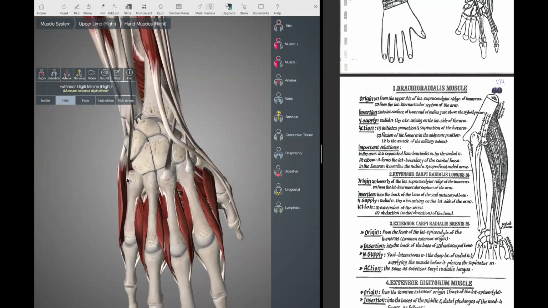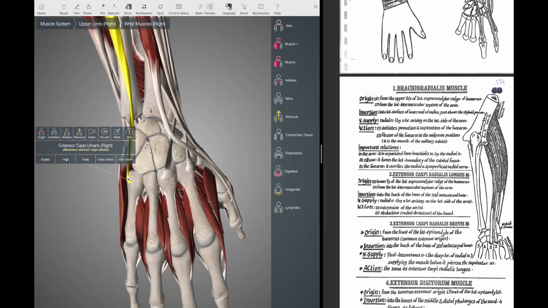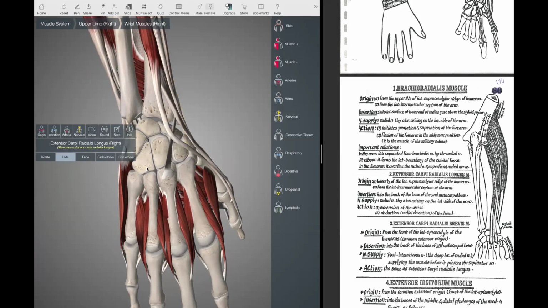Now, this muscle is extensor carpi ulnaris. Yes, see? Now you have two here. One of them is extensor carpi radialis longus, and one of them is extensor carpi radialis brevis. This is longus, and this one is brevis.